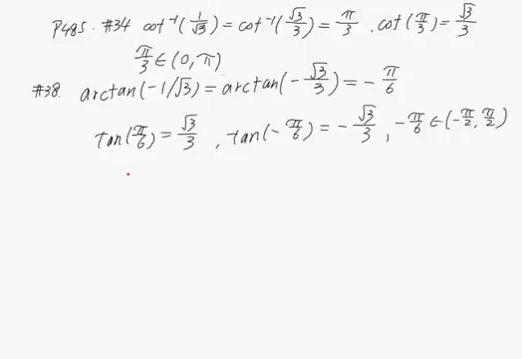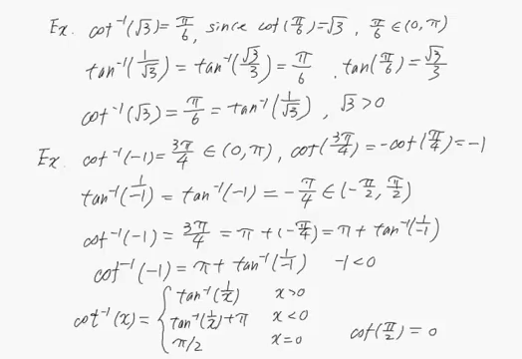Now let's look at problem 36. And let's look at the cosecant inverse of 2 over root of 3. By the relationship between the cosecant and the sine, let's review this.